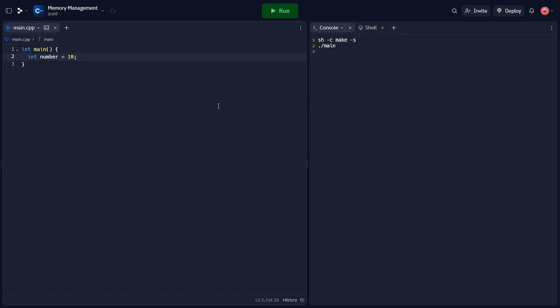In this example, the variable number is stored on the stack. The compiler knows its size at compile time, which is why it's called static memory allocation.